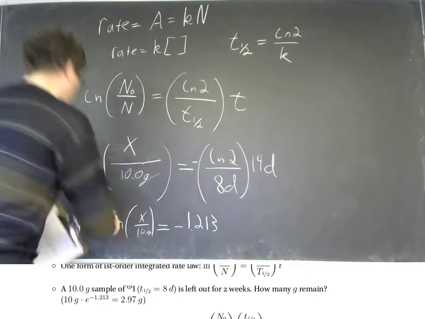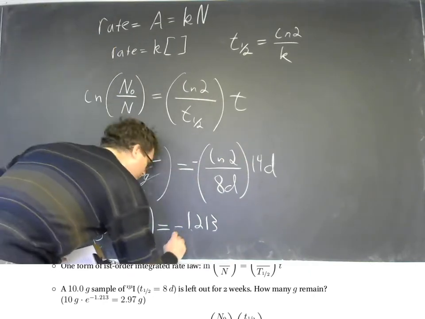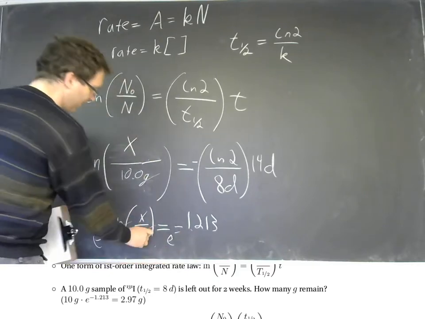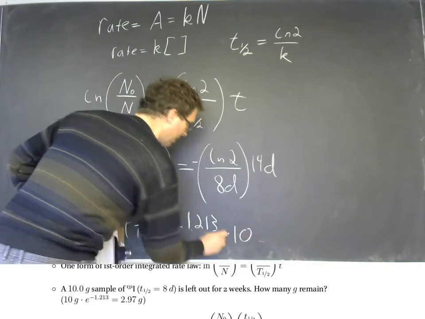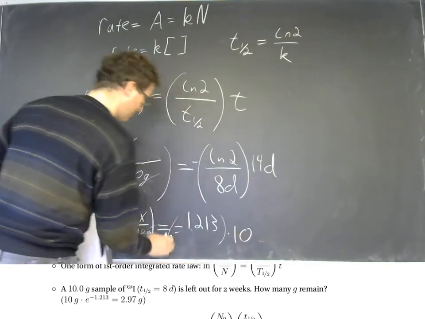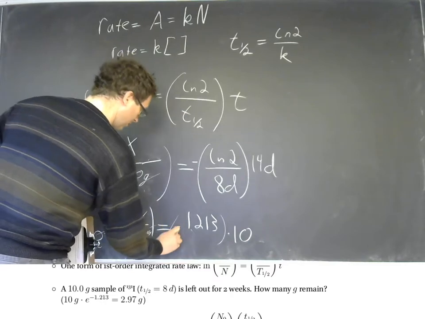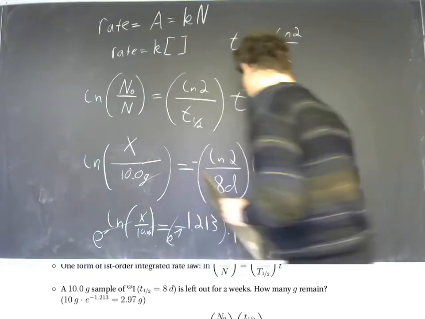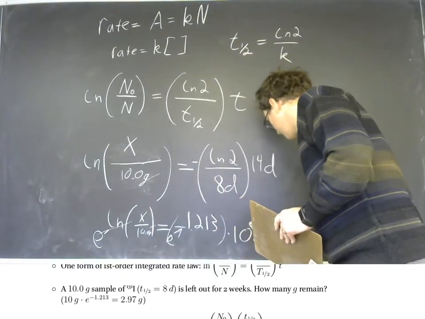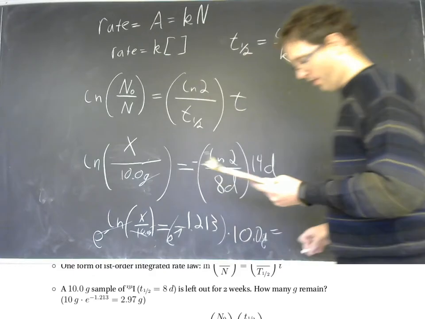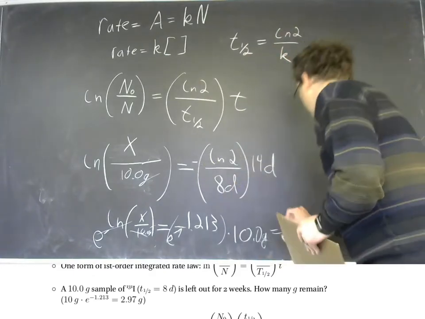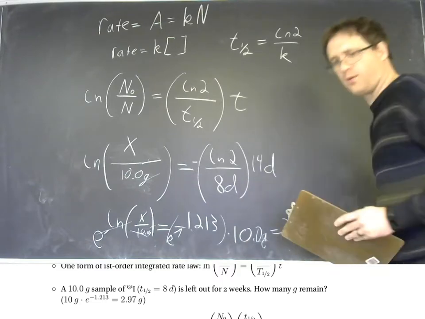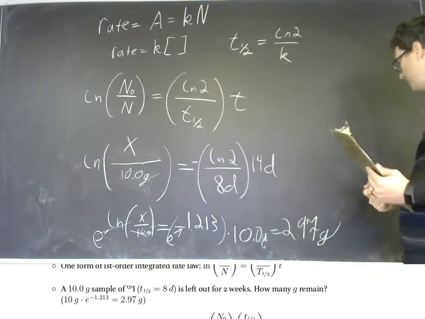And then we'll raise e to that power. Raising e to the power gets rid of the natural log, and then we just need to multiply that answer by 10. E raised to the power of negative 1.21 times 10.0 grams to get rid of the 10 over here. And in the end, what we get is 2.97 grams. So 2.97 grams is how much remains.